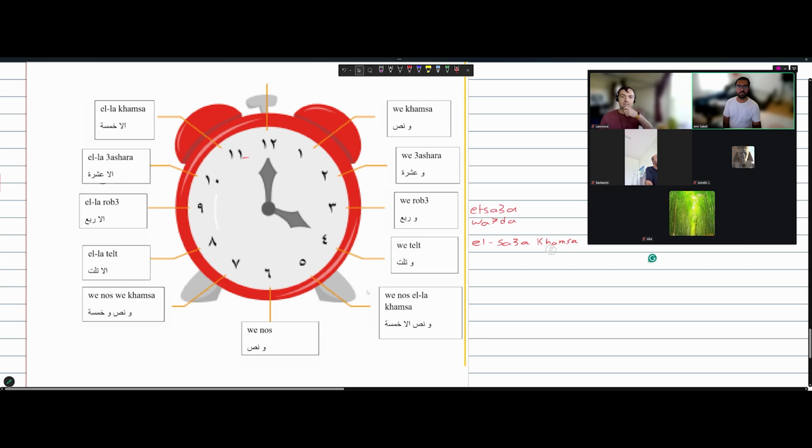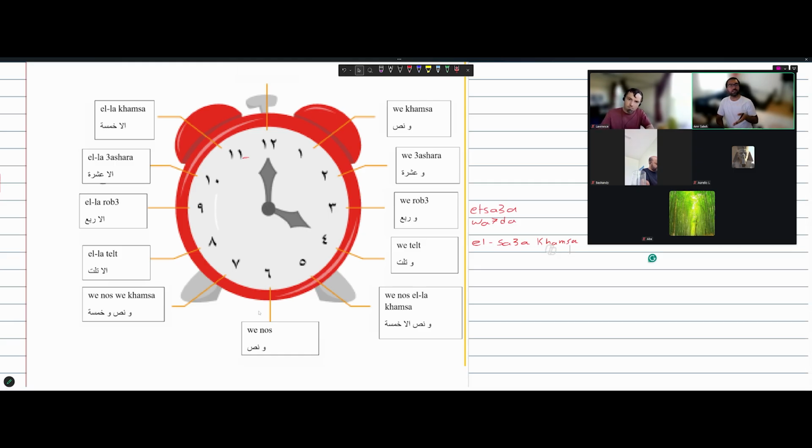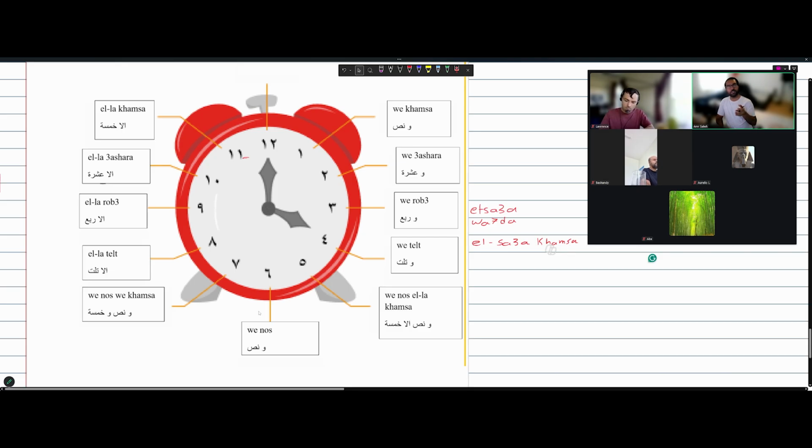And when you reach the half point, it's going to be ونص, so and a half. So it's واحدة ونص, 1 and a half. So it's الساعة واحدة ونص. The hour is 1 and a half. So if it's 25 minutes, you say ونص إلا خمسة.